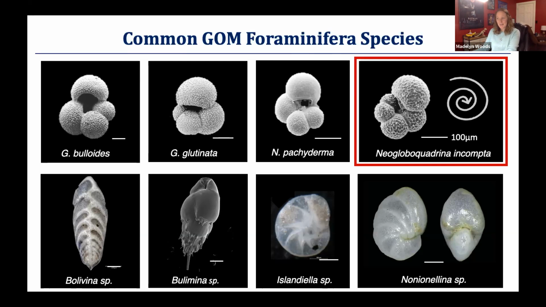Neogloboquadrina incompta, or N. incompta, is the dominant planktonic species in the Gulf of Maine and a major component in North Atlantic water from spring to fall. So it will be the main species used in my temperature reconstructions.